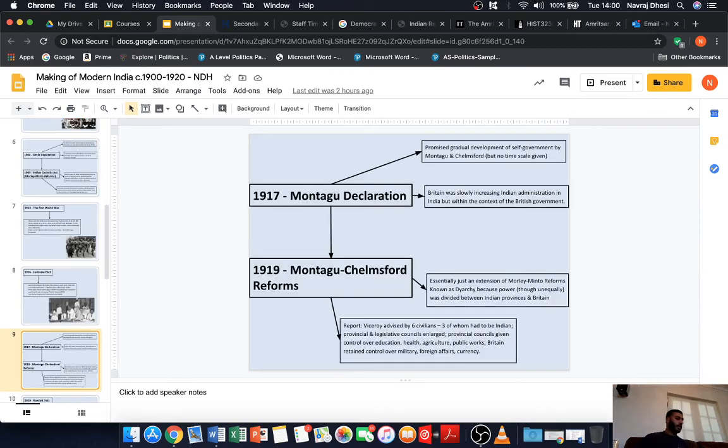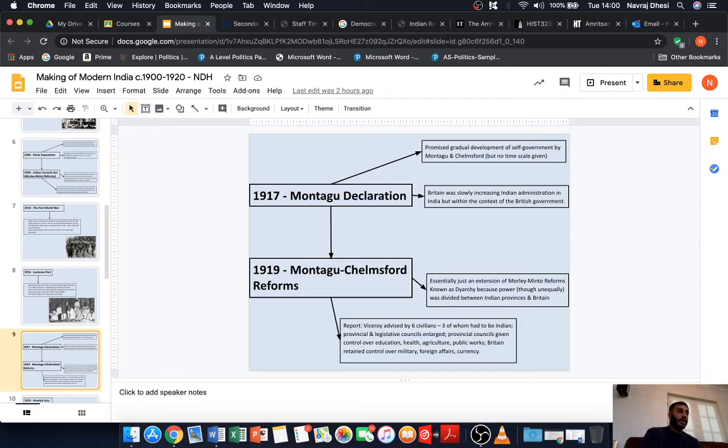Right, the Montagu Declaration in 1917 came as a result of the immense sacrifices that the Indians made during the First World War. The British believed that the Indians needed to be rewarded for those sacrifices, and this was done primarily through a speech that Montagu made.